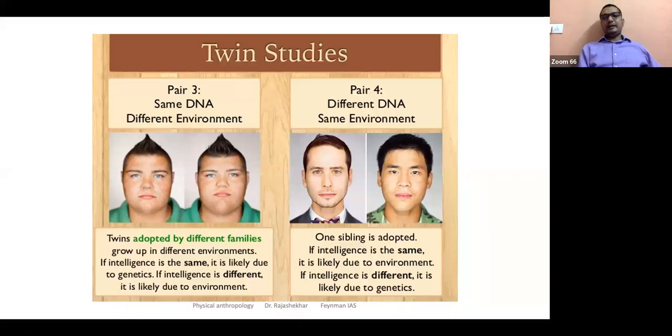Now let's go to the analytical part. So this is how experimental design works. Now, what is concordance? What is discordance? And are there any ways of calculating the correlation or differences between monozygotic and dizygotic twins? Let's understand that.